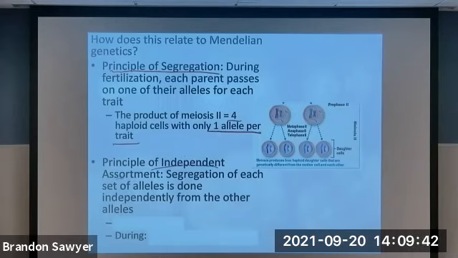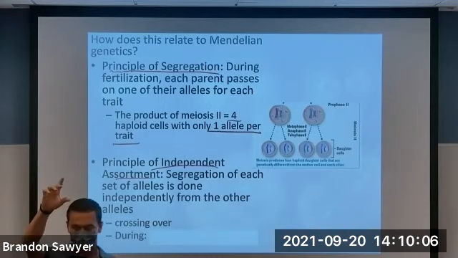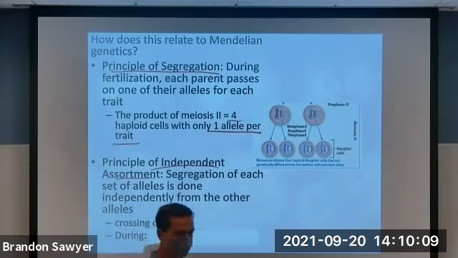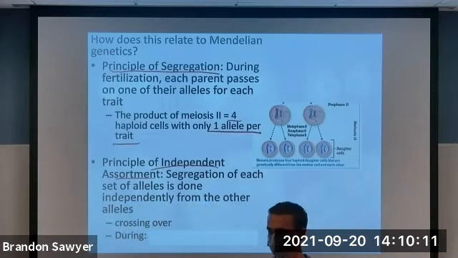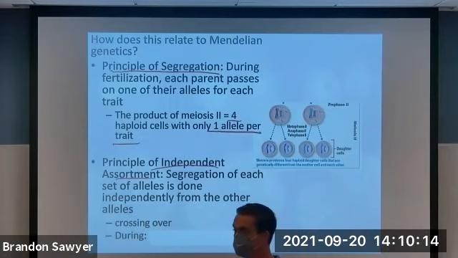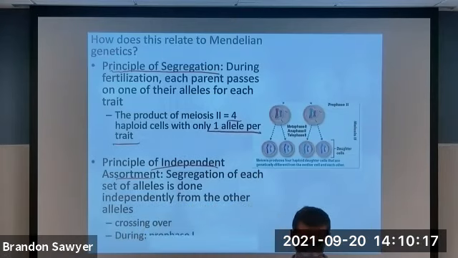Principle of independent assortment: segregation of each set of alleles is done independently from the other alleles. Meaning that if a couple of alleles were next to each other in grandpa's genes, it doesn't mean those alleles are going to stay next to each other when they get down to the gametes, because they could have flip-flopped during that crossing over process. Just because we started with alleles together on the same chromosome or chromatid doesn't mean they're going to stay together. Because of crossing over, we could do a little flip-flopping before they get divided into those 4 gametes, and that crossing over happens during prophase 1.